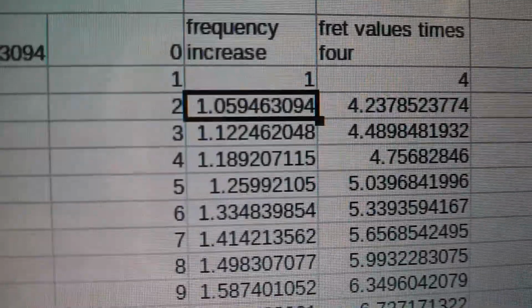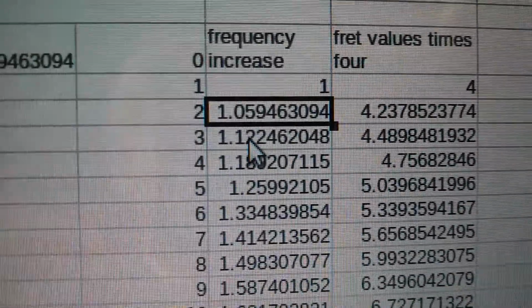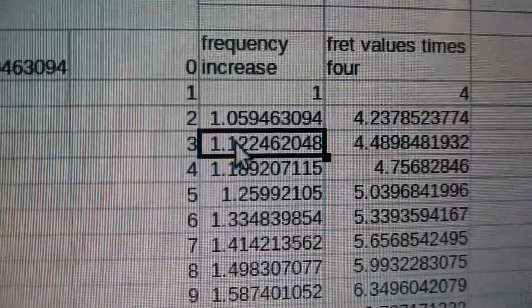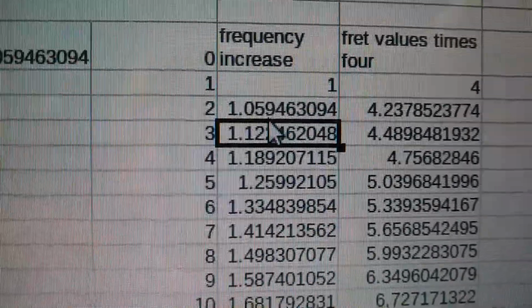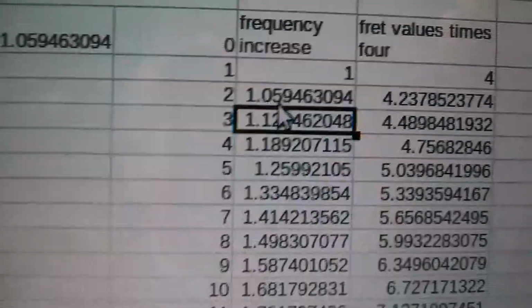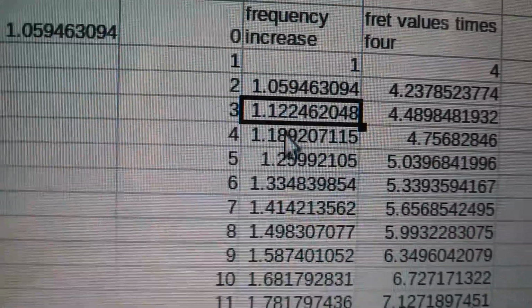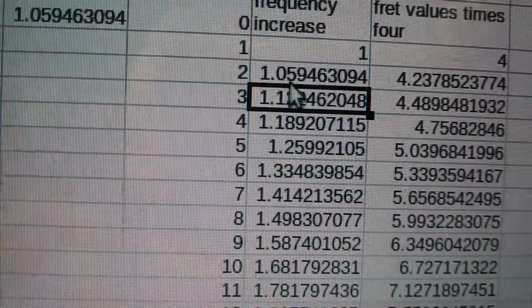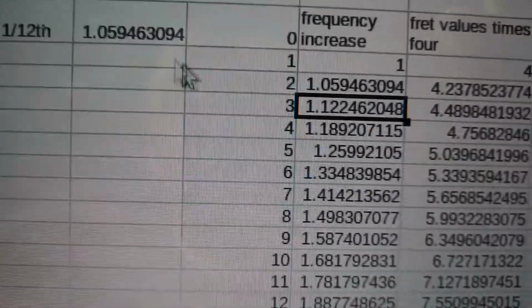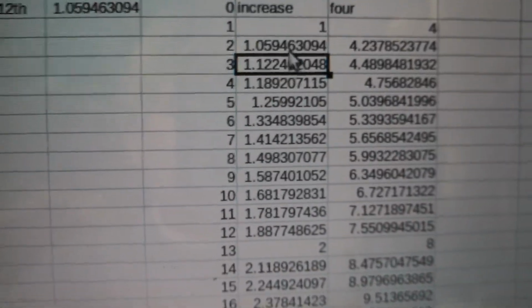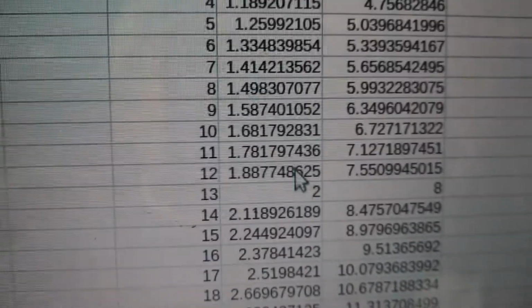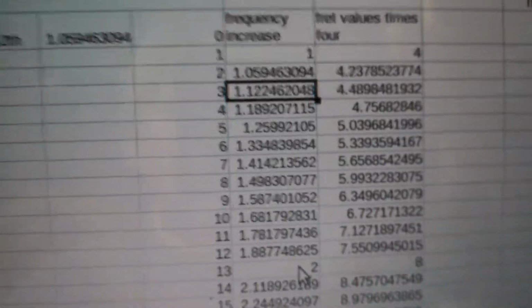So the cell below this one, 1.2246, is actually 1.059 whatever times 1.059. It ends up with that one. Then this one here is a multiplication of this number times this number up here, and so on and so on. It takes 12 steps to get to the 2. So basically, in 12 multiplications, it arrives at 2, which is an octave.